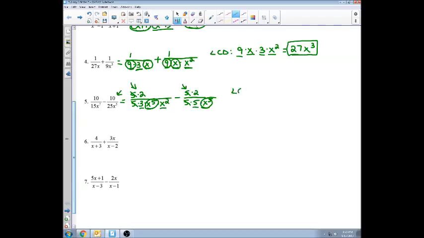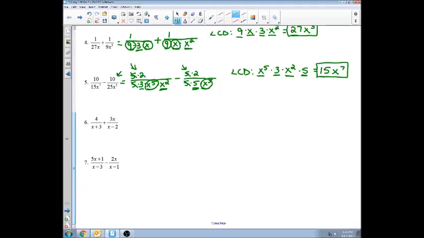So my LCD, I'm going to take x to the 5th first because that's what they share, times 3 times x squared times 5. Well, 3 times 5 will get me 15. X to the 5th times x squared would get me x to the 7th. That would be my LCD. All right. On to problem number 6.